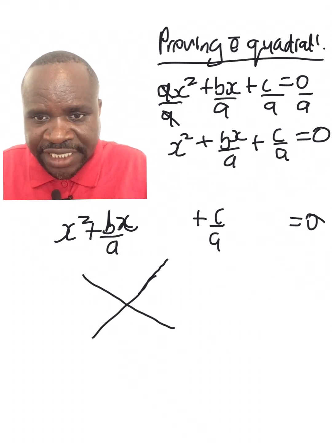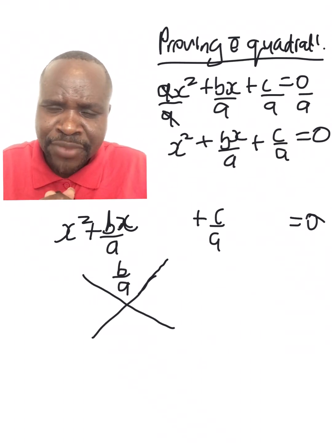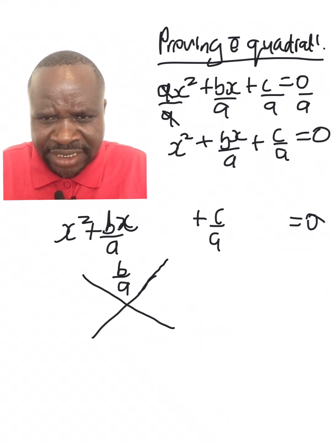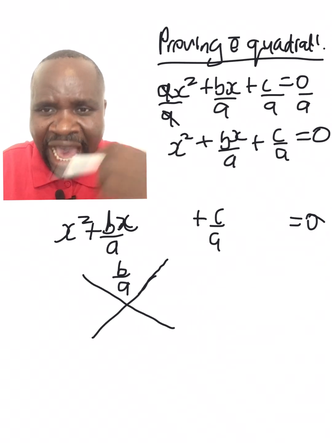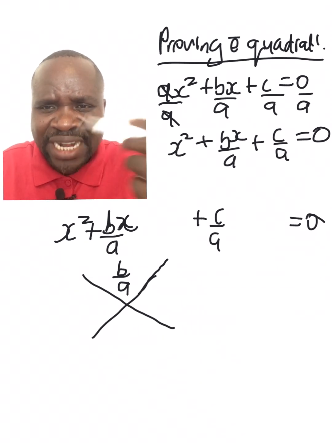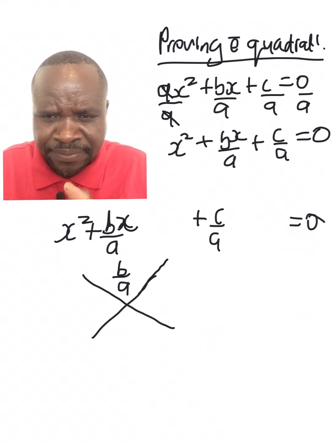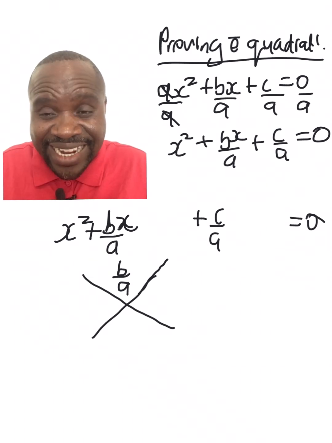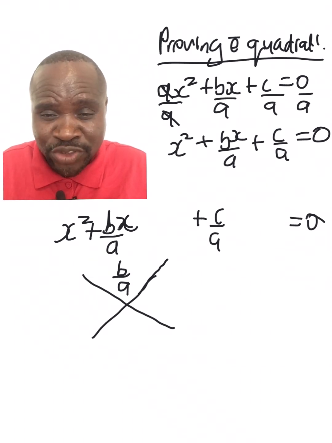And the coefficient of x is b over a. So we want two values that when we add them together, they give us b over a. How? Where can we get them? And how do we get those two values? There are two ways to get them.